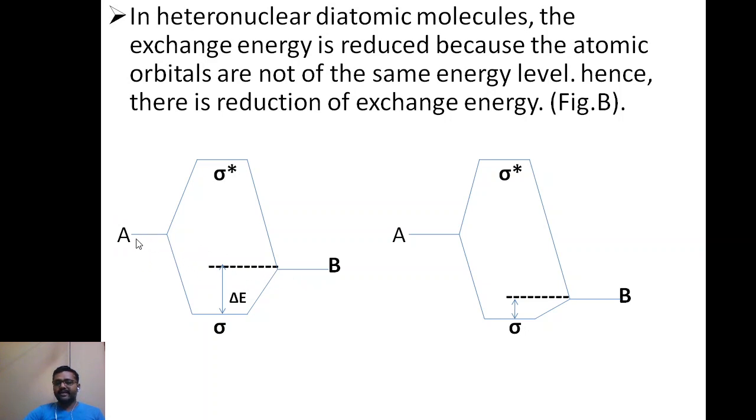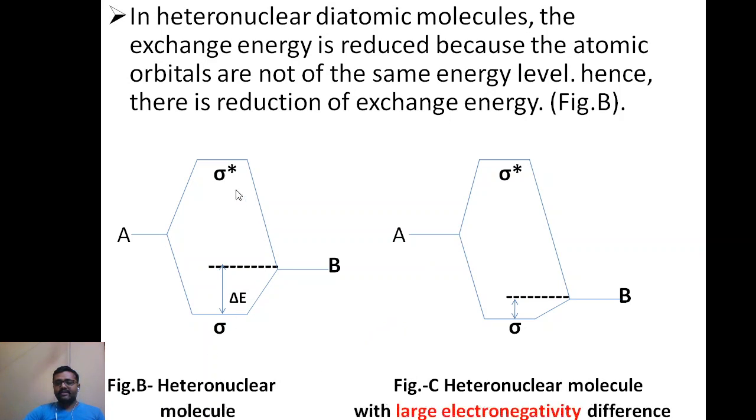Higher electronegativity is present in the lower energy level, and low electronegativity in the higher energy level. Therefore there is an asymmetrical contribution from the two atoms A and B, and then you can calculate delta E. Delta E comparatively decreases relative to homonuclear molecules. The exchange energy decreases, so I have to mention here the reduction of exchange energy. For the heteronuclear molecule with A and B, the exchange energy decreases because of the large electronegativity difference, as B has higher electronegativity than A.